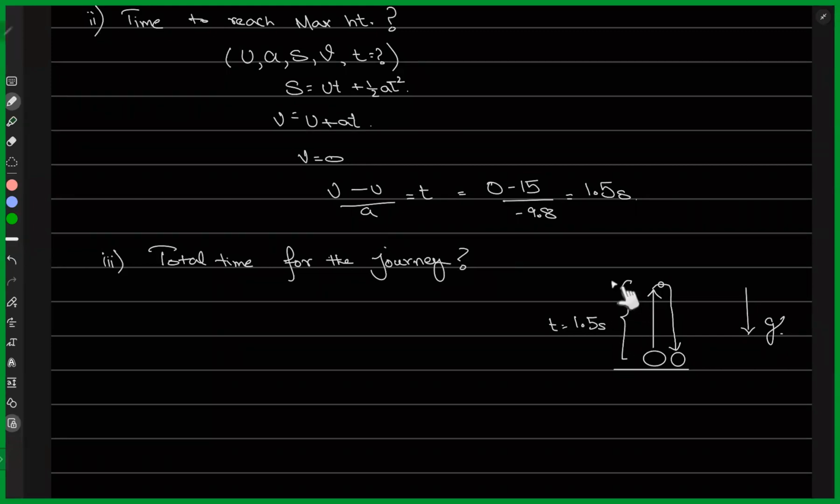So whatever time it took to reach this height is exactly the same time that it would take for the ball to go from the maximum height to the ground. So it should be 1.5 seconds, which means that the total time of flight, let's call it capital T, will be 2 times 1.5 seconds. Was that clear? The concept? Yes, sir. All right.